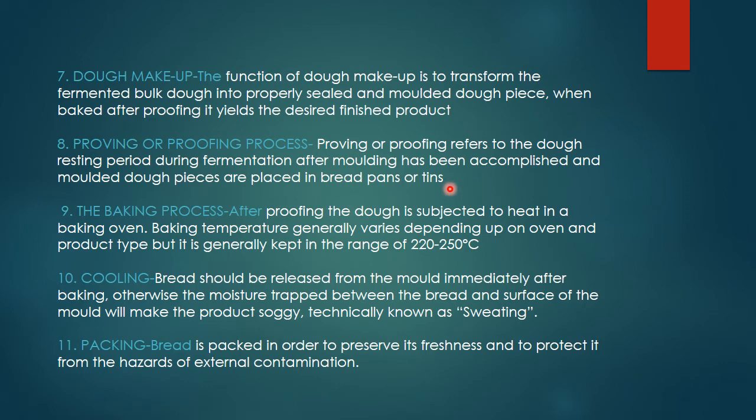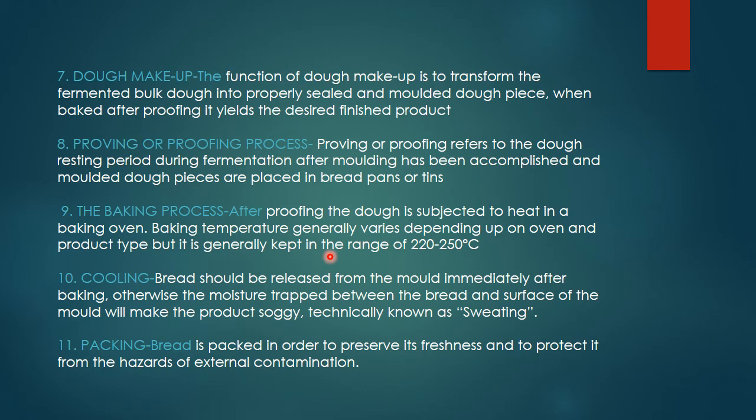Ninth step, the baking process. After proofing, the dough is subjected to heat in a baking oven. Baking temperature generally varies depending upon the oven and product type, but it is generally kept in the range of 220 to 250 degrees Celsius. After the baking process, we are going to cool the bread.